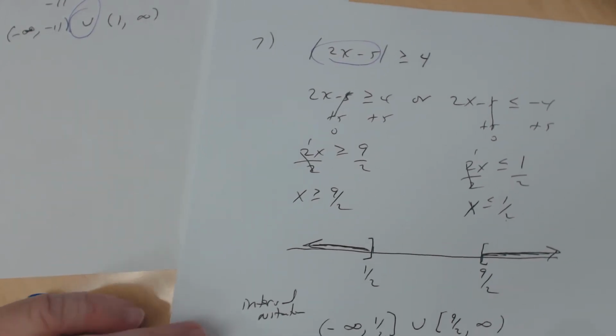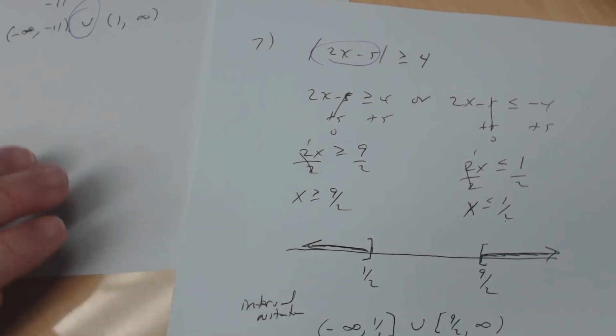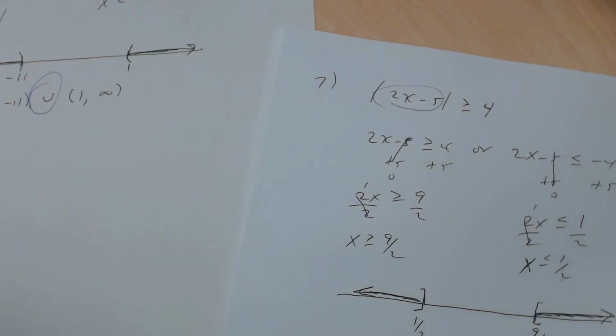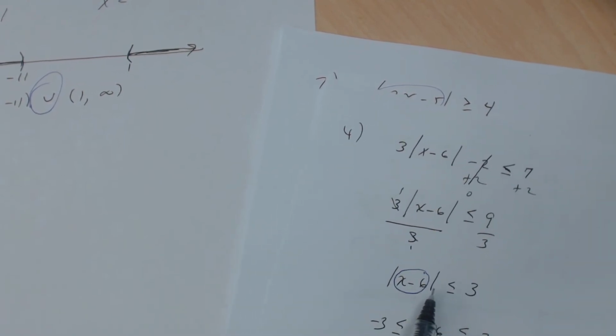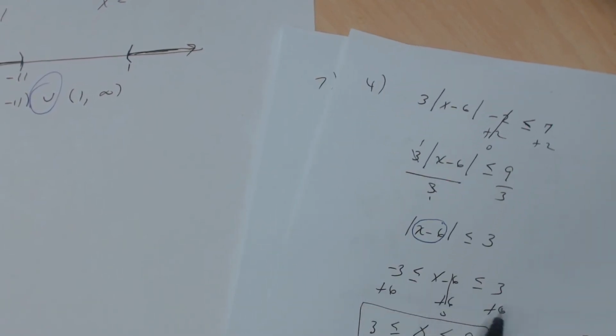All right. So at this point, remember, with the absolute value, let's do this one. With absolute value less than, it's one statement, one compound statement, and you get x in the middle.